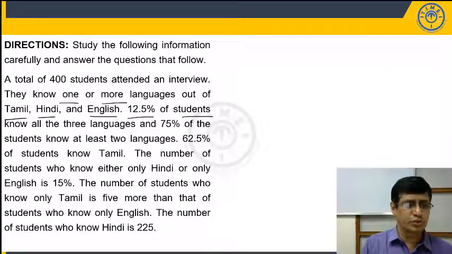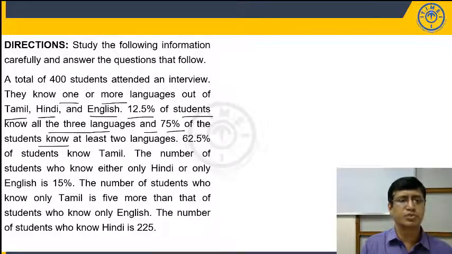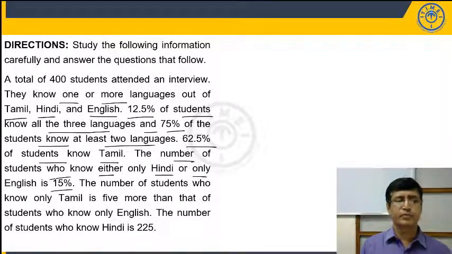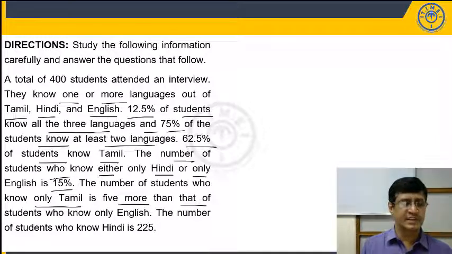12.5% of the students know all the 3 languages and 75% of the students know at least 2 languages. 62.5% of the students know Tamil. The number of students who know either only Hindi or only English is 15%. The number of students who know only Tamil is 5 more than that of the students who know only English. The number of students who know Hindi is 225.